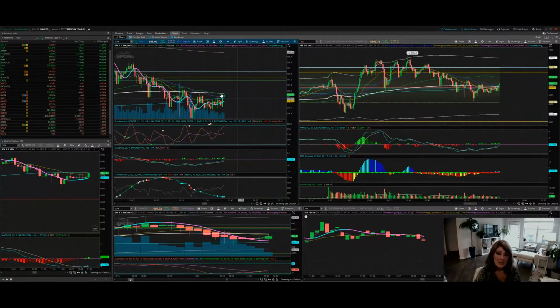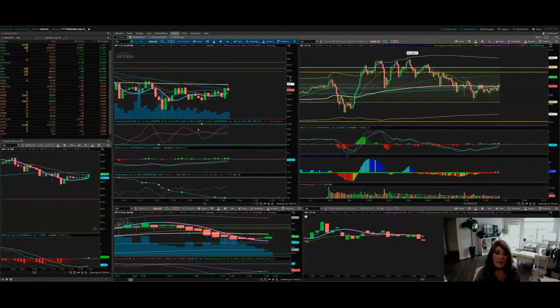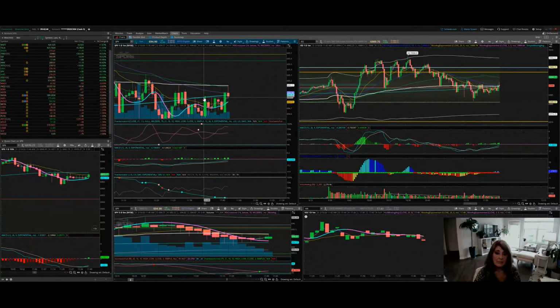Okay, here comes our test of the VWAP. We just tried to recover the 200 here. This blue line right there, that's the 200. Okay. Back down below it. So still sideways. See, the last several minutes, we're just doing this sideways motion.